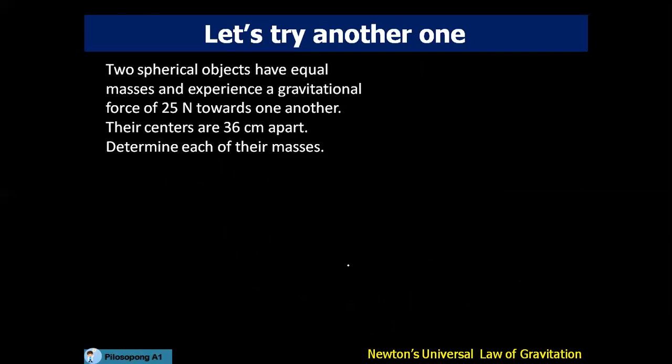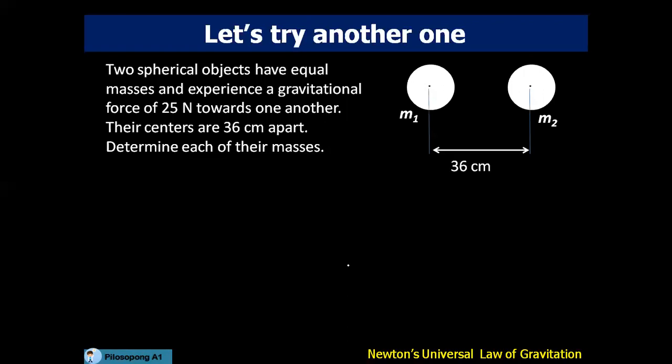Let's try another one. We have two spherical objects that have equal masses and experience a gravitational force of 25 newtons. Their centers are 36 centimeters apart, and we need to determine each of their masses. In our figure, they have the same masses, so we have m sub 1 and m sub 2, separated by only 36 centimeters.